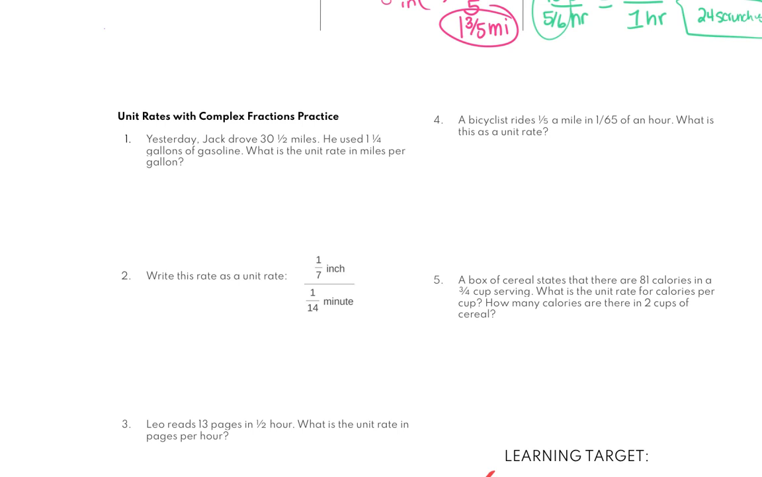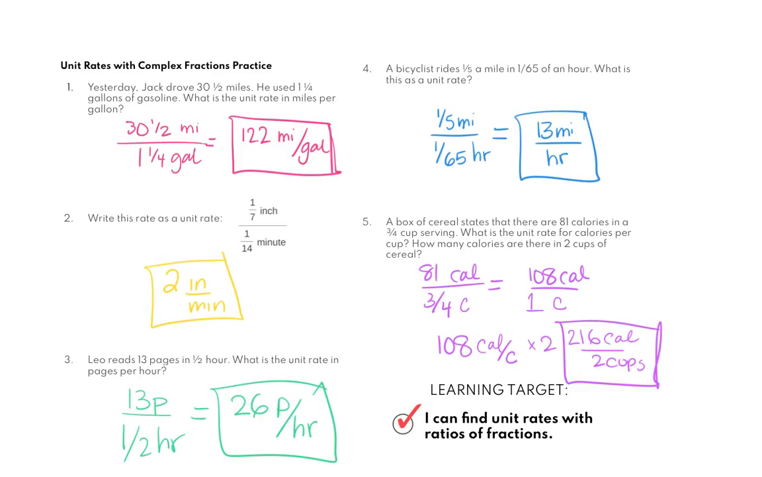Time to try some practice. Go ahead and try 1 through 5, see how you do, come back and check your answers. Here we have the answers. For number 1, because this was per gallon, I have the gallons in the denominator. Make sure you have the units. This was straightforward. You could plug this into your calculator to get 2 inches per minute.